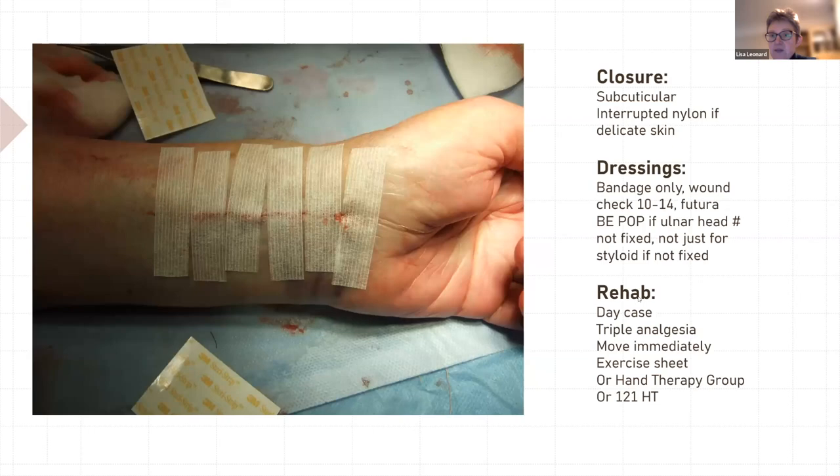I would put them in a plaster if they had an associated ulnar head fracture, but not for an associated ulnar styloid fracture. I only fix an ulnar styloid if the DRUJ is very wobbly after I fixed it. And I do always check that. We were sued once as our unit for not checking the DRUJ instability in a lady who then subsequently required the ulnar styloid to be fixed. And we've touched on the rehab.